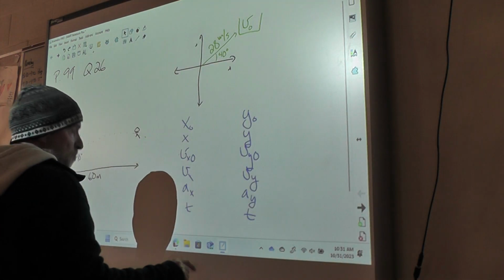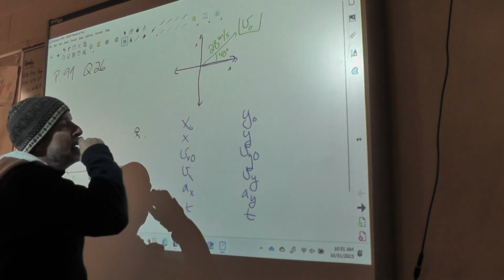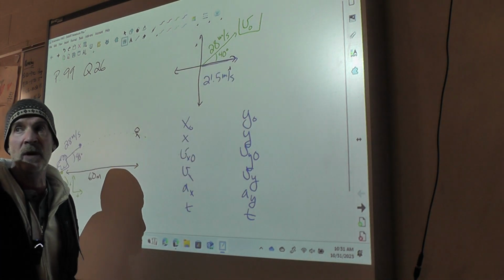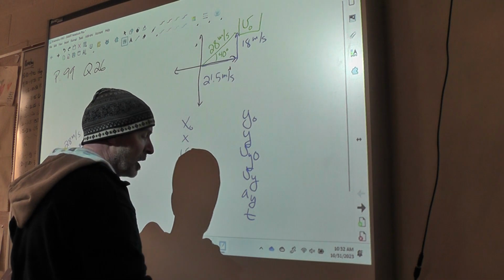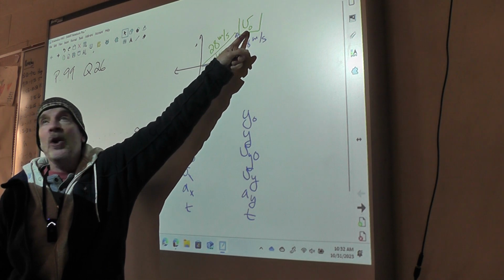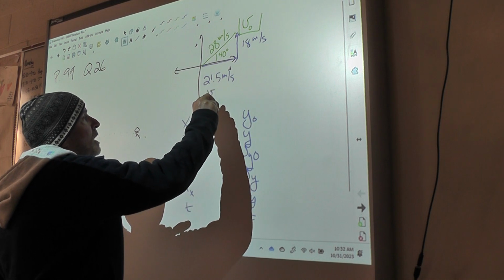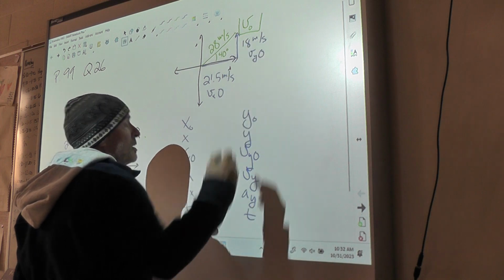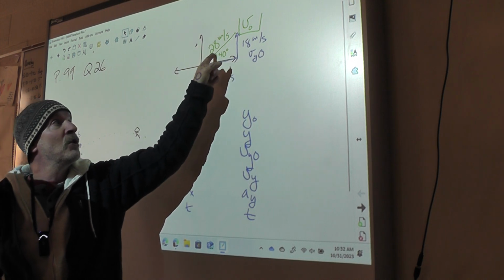So what does that mean? That means this much of this overall velocity is just to the right. 21.5 meters per second of it is just to the right. And this amount of it, 18 meters per second, is just straight up. That means that since this is our overall initial velocity, this piece right here is our initial velocity in the x direction. And this piece right here is our initial velocity in the y dimension. So we found the parts that add up to make this overall quantity.